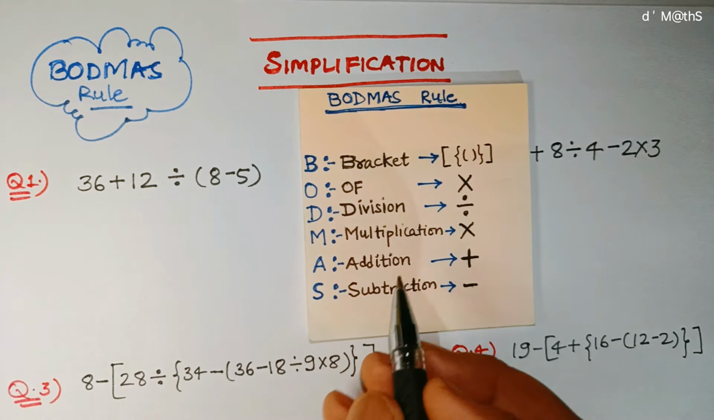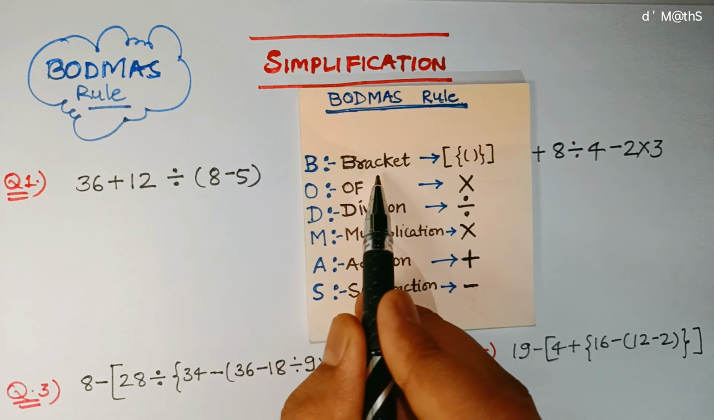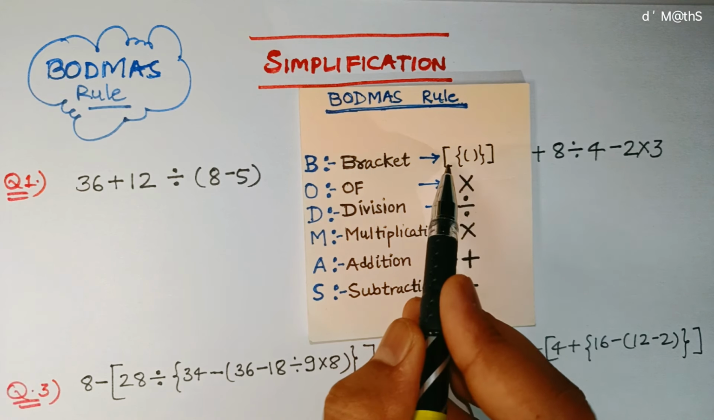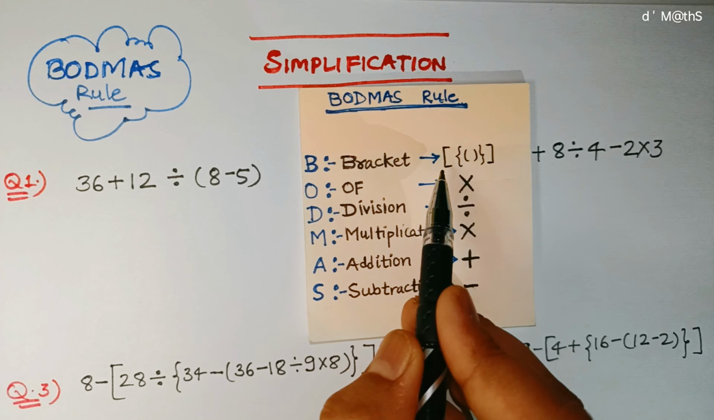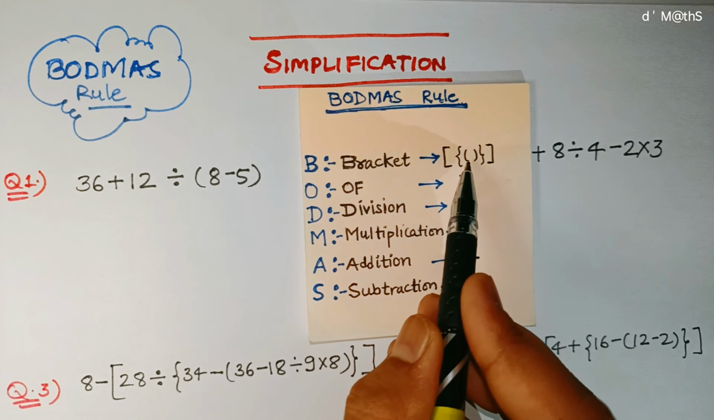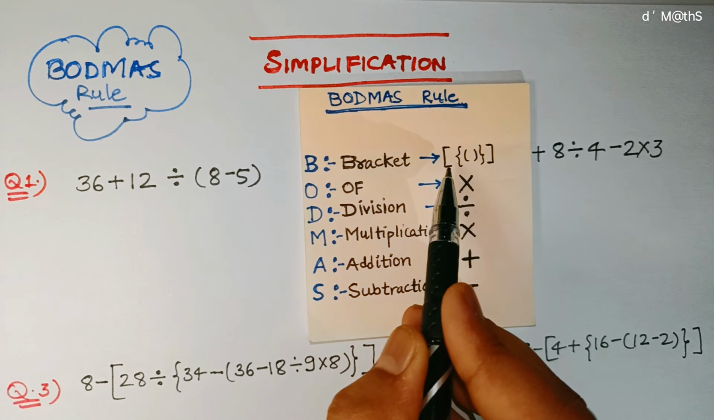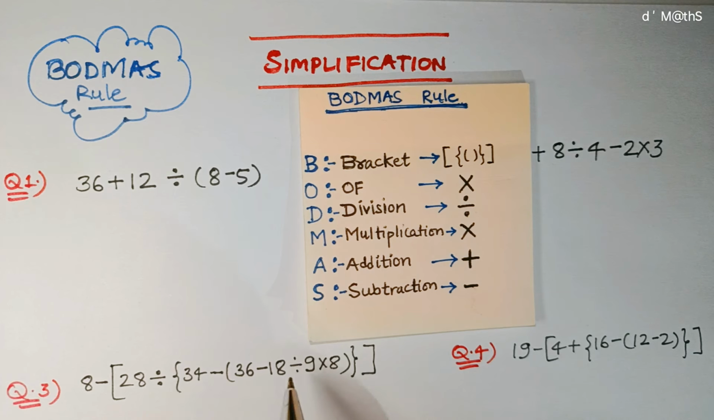So this is the BODMAS rule in front of you. Here B means bracket, and brackets can be of three types: big brackets, middle brackets and small brackets. While solving the question, first of all you have to solve the values under the small bracket, then the middle bracket, and then the big bracket. I will show how you have to solve in the questions.